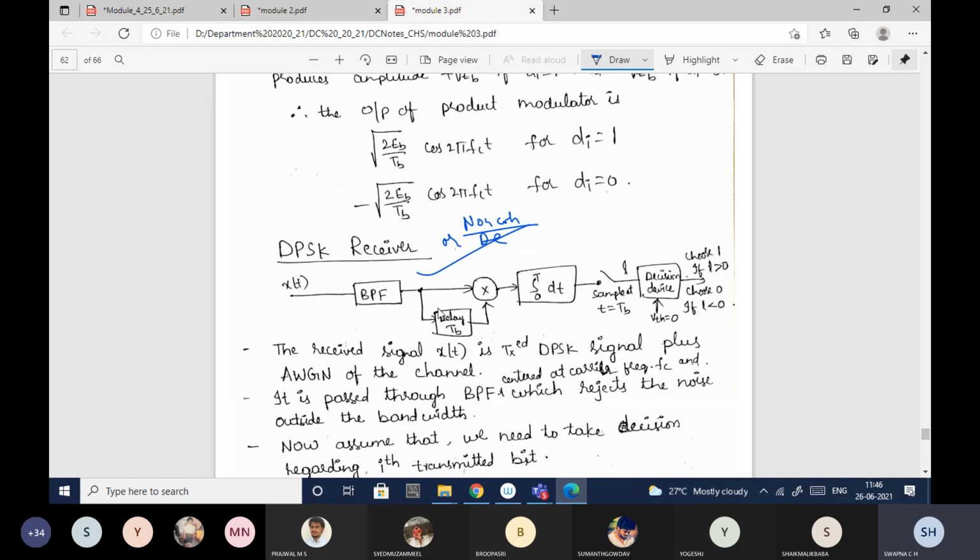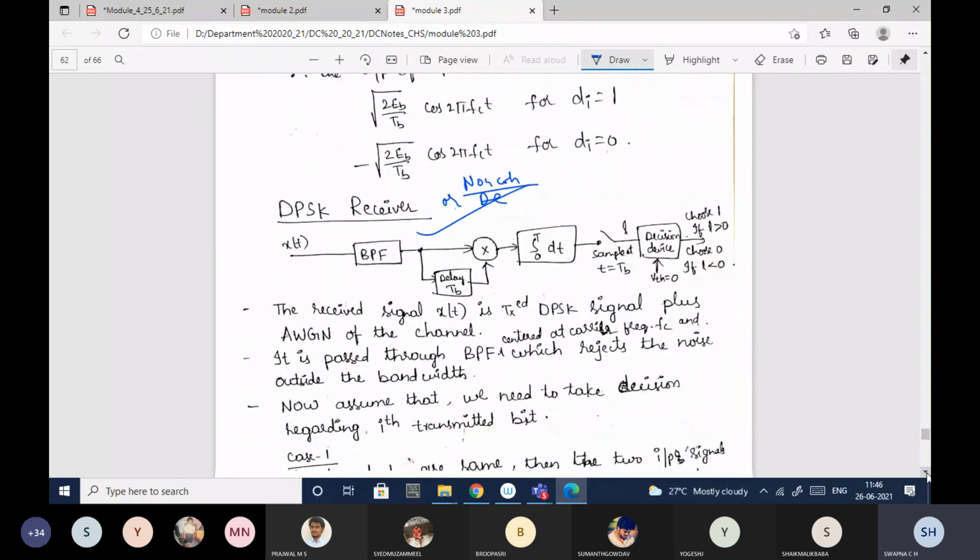You may ask a question, ma'am, how to identify whether it is coherent or non-coherent? It is non-coherent because we are not using any carrier here. Otherwise, for the product modulator we'll give the carrier signal, but here we are not giving any carrier signal. So this indicates it is non-coherent detection. Okay, come back.